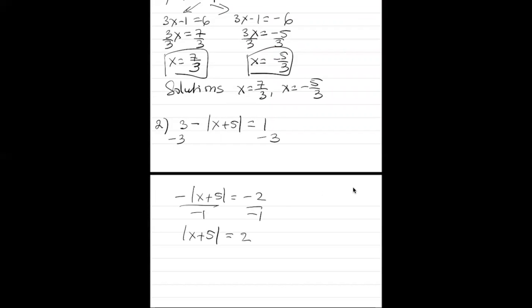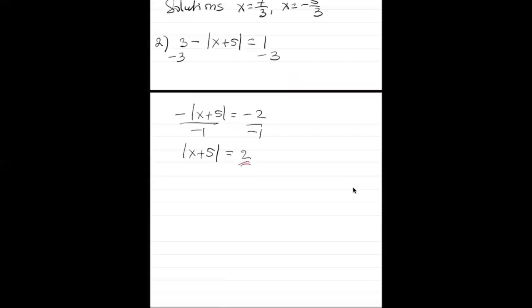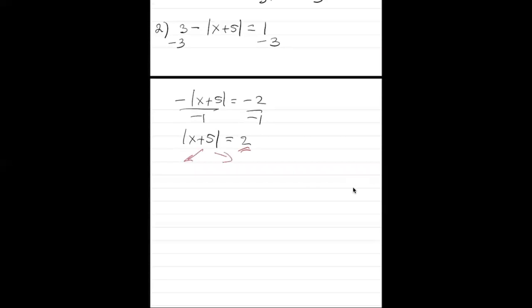So this 2 is our number c from our formula here. c is positive. So the solutions are what's in the absolute value equals c, and what's in the absolute value equals negative c. In our case, we're going to break this down into two equations, x plus 5 equals 2, and x plus 5 equals negative 2. And we solve each one, x equals negative 3, and x equals negative 7. Two solutions, -3 and -7.